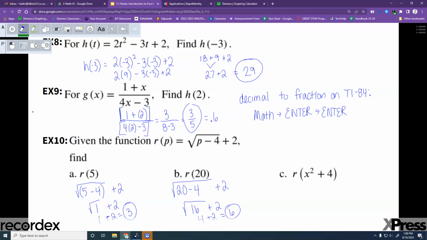All right, let's look at C. C is a little bit tricky. This is getting up into that honors level of stuff. We're going to do a little bit of it. Ms. Martin's notes had more of it; I took some of it off. Let's look at plugging that in for our P. Where that P was, we're going to put x squared plus 4. So we still have minus 4 there, and we still have this plus 2 out here on the end.